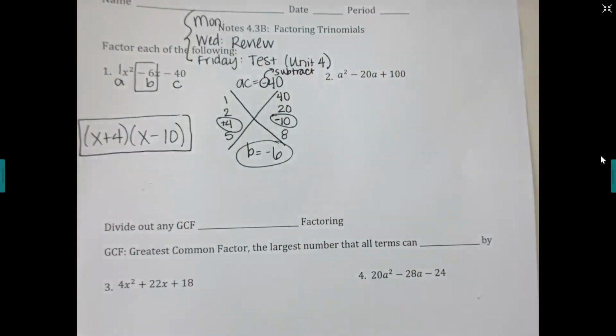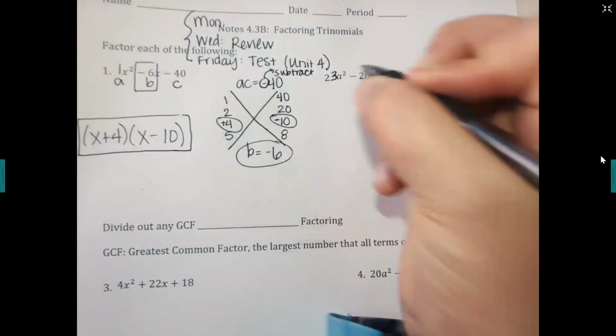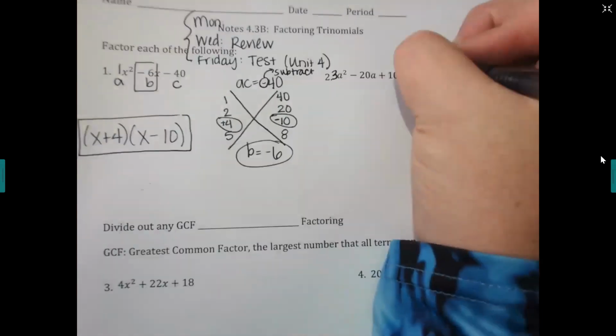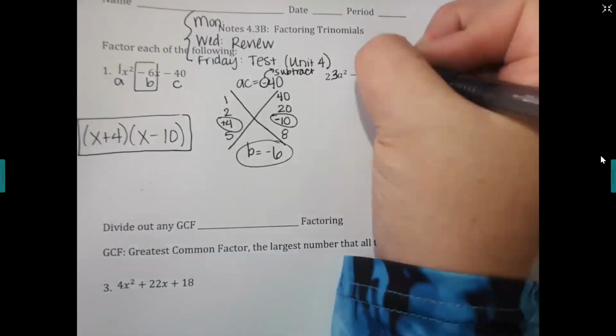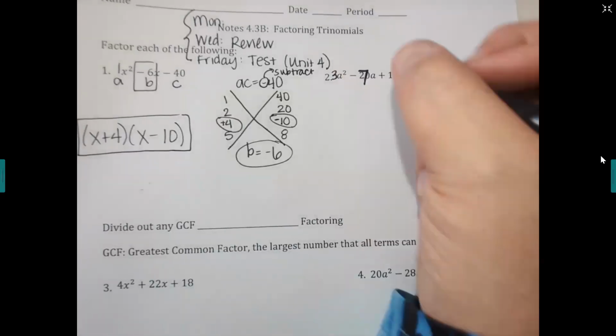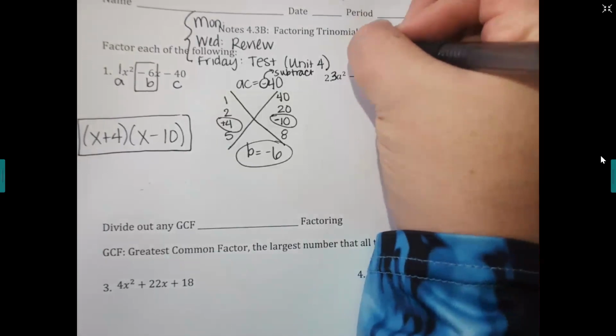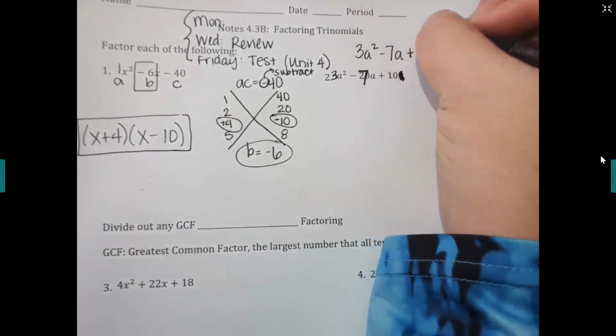Okay, then for number 2, I actually want that to be a slide and divide, so I'm gonna change the question. Let's make it a 3a squared plus, let's make that a 10, and let's make this a minus, let's do 7. So I'm gonna rewrite it, so it'll be 3a squared minus 7a plus 10.